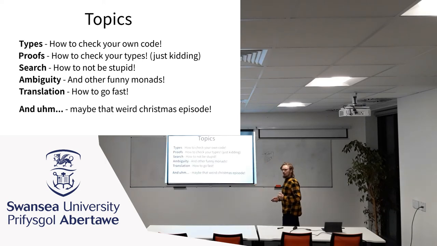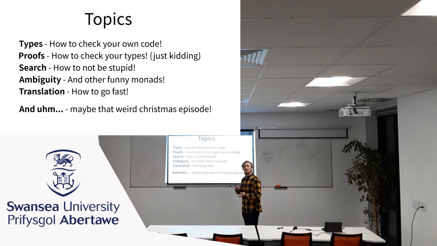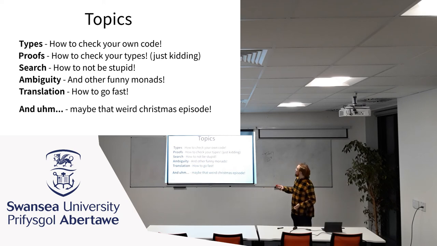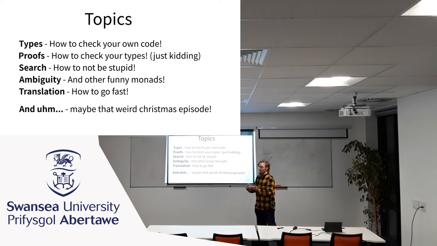Another thing, ambiguity. This is interesting when we want to make our language more natural. You know, natural language has a lot of ambiguity in it, and we could have a lecture on how to get rid of the ambiguity or how to handle it. And the last one would be translation.